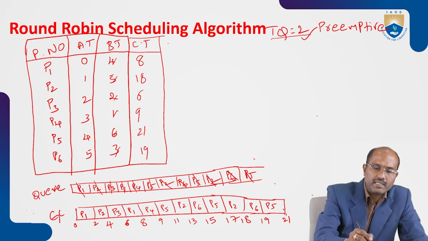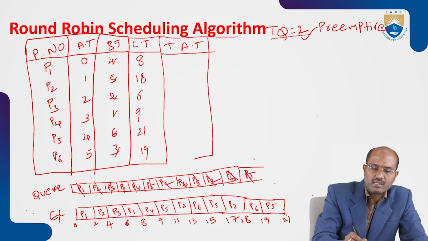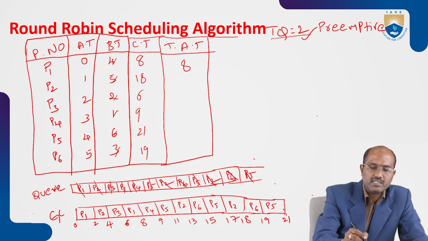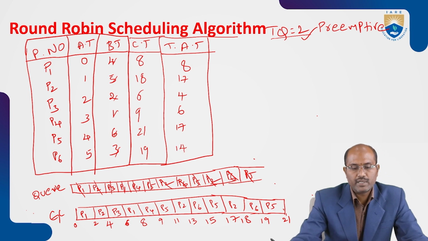Now we calculate the turnaround time. Turnaround time is completion time minus arrival time. So 8 minus 0, 8. 18 minus 1, 17. 6 minus 2, 4. 9 minus 3, 6. 21 minus 4, 17. 19 minus 5, 14.